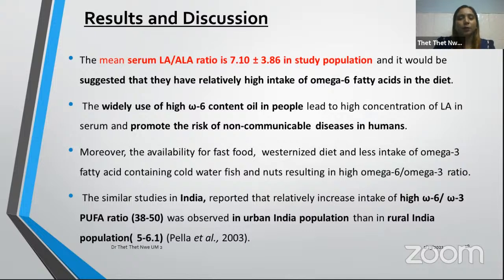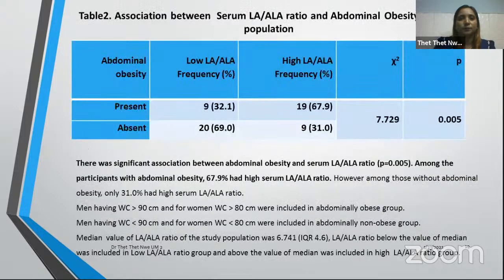The widely use of high omega-6 content oil in people lead to the high concentrations of LA in the serums and promote the risk of non-communicable diseases in humans. The similar study in India reported that relatively increased intakes of high omega-6 by omega-3 ratio 38 to 50 was observed in urban India population, then in rural India population was 5 to 6.1.